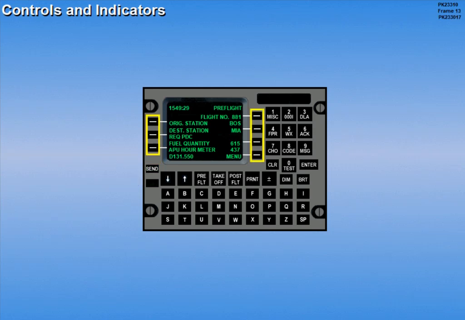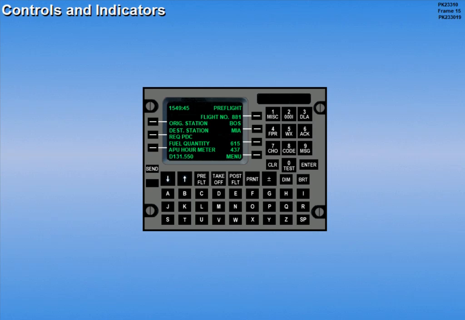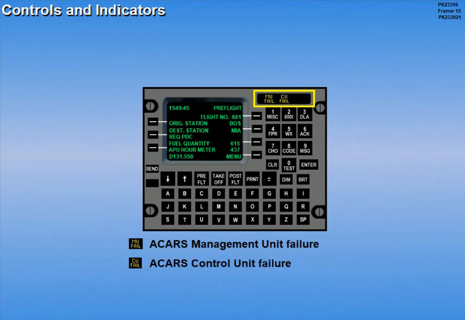The line select keys may be used to select a page for display or initiate data entry. The arrow keys are used to select next or previous menus or pages when multiple pages exist. There are 3 amber system advisory lights on the control unit. The MU fail light indicates a failure in the management unit. The CU fail light indicates a failure in the control unit.